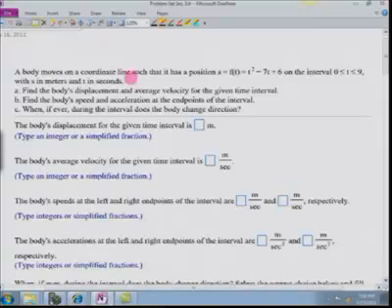A body moves on a coordinate line so that it has a position, and here's your equation. On the interval 0 is less than or equal to t, t is between 0 and 9. That's the interval we're on, with s in meters and t in seconds. They ask us 3 questions. Find the body's displacement and average velocity. Find its speed and acceleration at the end points. And when, if ever, does the body change direction?